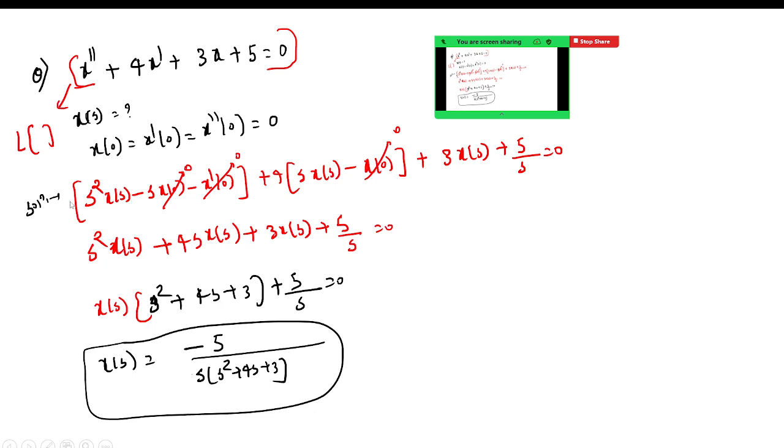Okay. So, this is the type of differential equation that we need to understand, right? So let's try to understand some more complicated things.